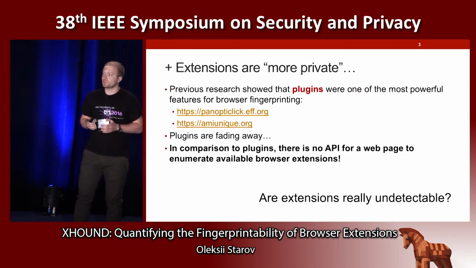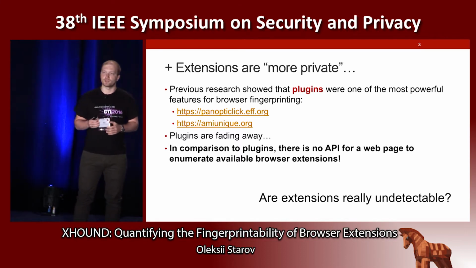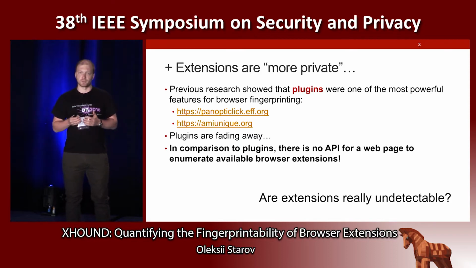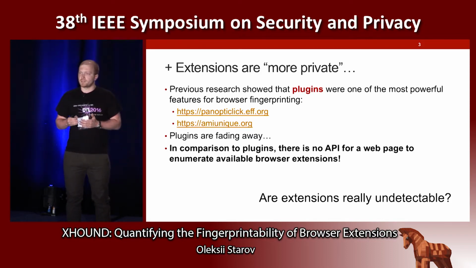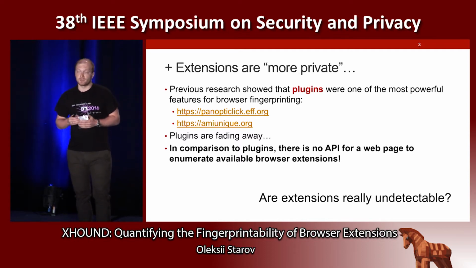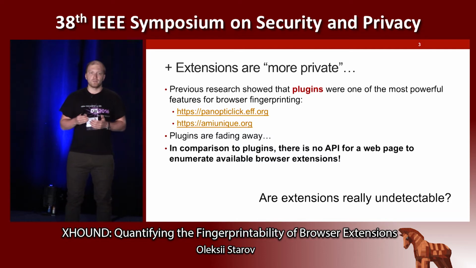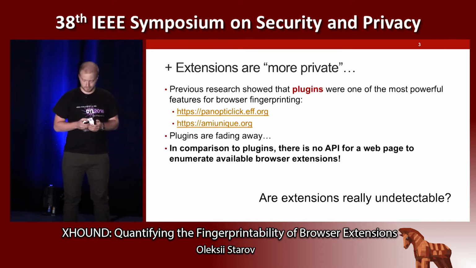At the same time, extensions are considered to be more private. Previously, researchers showed that older browser plugins were one of the most powerful features for fingerprinting, and we have several studies like that. Nowadays, plugins are fading away because of security and performance issues. In comparison to plugins, there is no API for a web script on a web page to enumerate browser extensions installed in a browser. Though, are extensions really that undetectable?